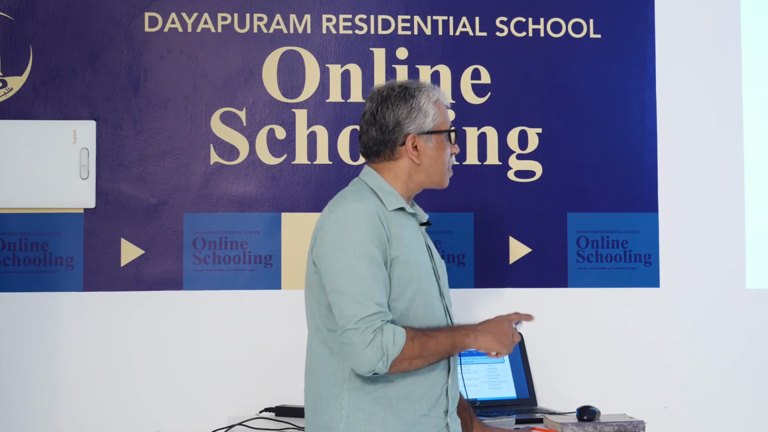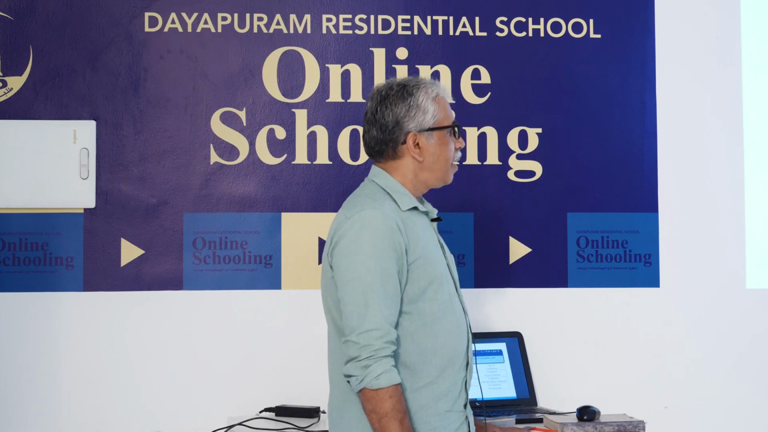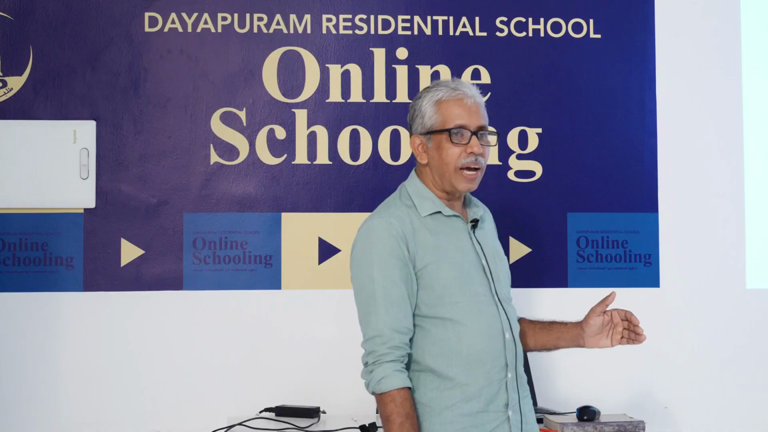And if the coefficients satisfy the condition a1 by a2 equal to b1 by b2 equal to c1 by c2, then the geometrical implication is the two lines are coincident, and in that case the pair is consistent and has got infinitely many solutions. And if the coefficients satisfy the condition a1 by a2 equal to b1 by b2 and not equal to c1 by c2, then the two lines are parallel, and in that case the pair is inconsistent or they do not have any solution.